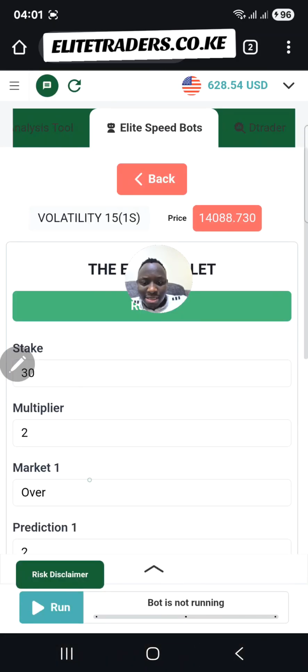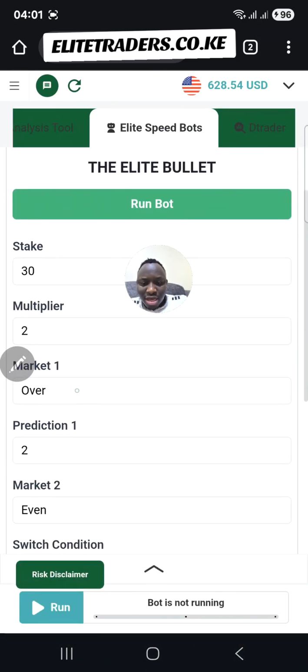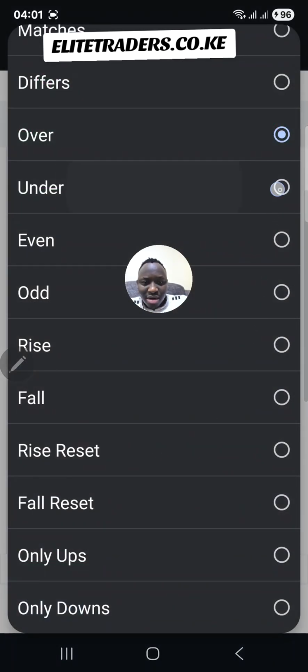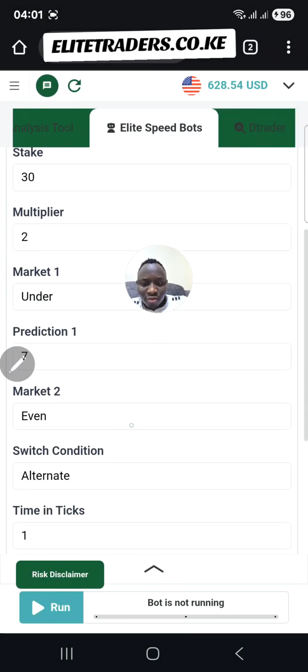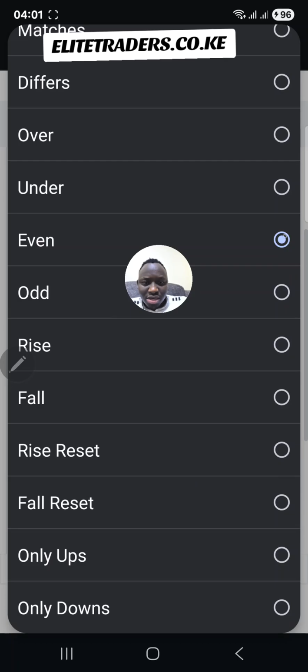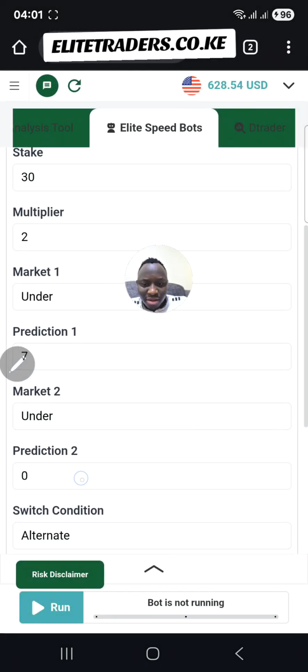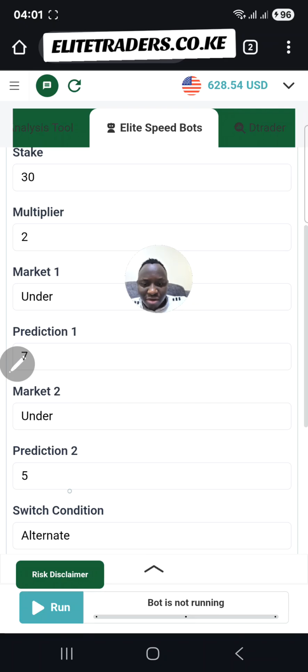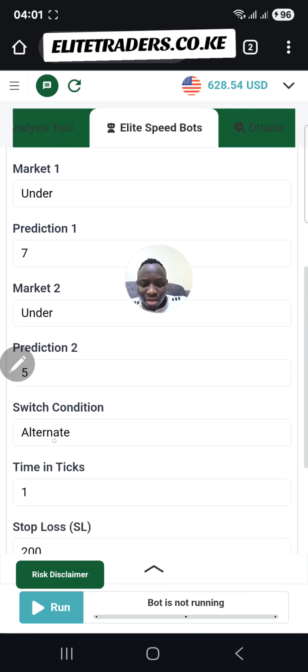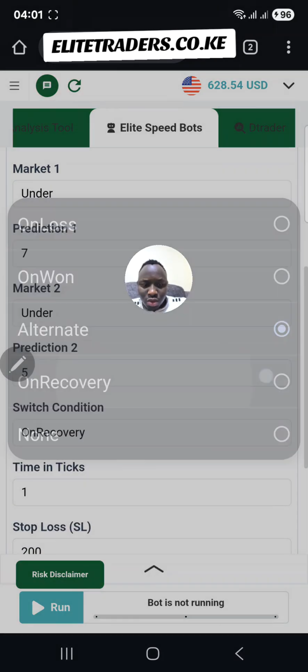Okay, let's see. I want us to trade under 7 with a recovery of market 2. Just make sure you set up under, then 5. So we'll be trading under 7 with a recovery of under 5. Of course, we'll use the on recovery.